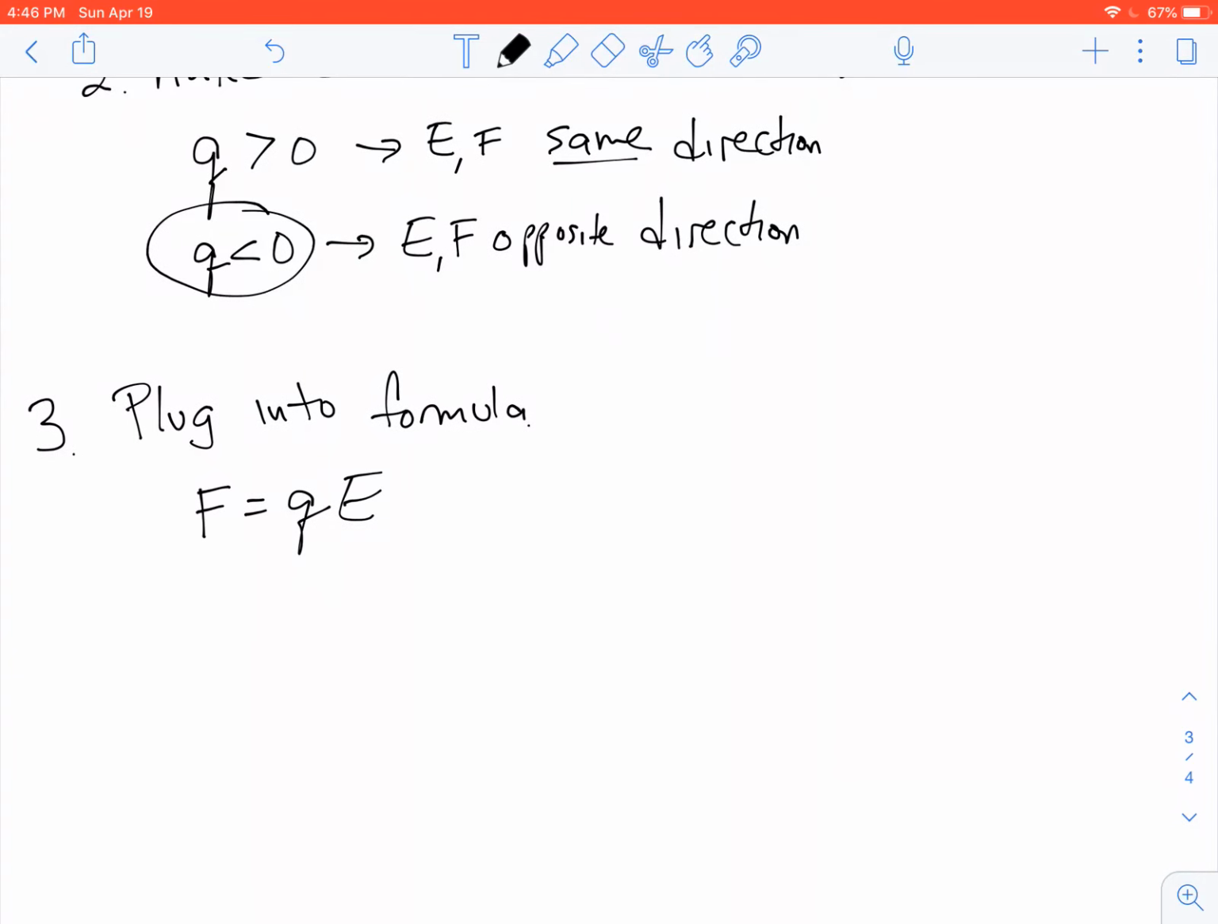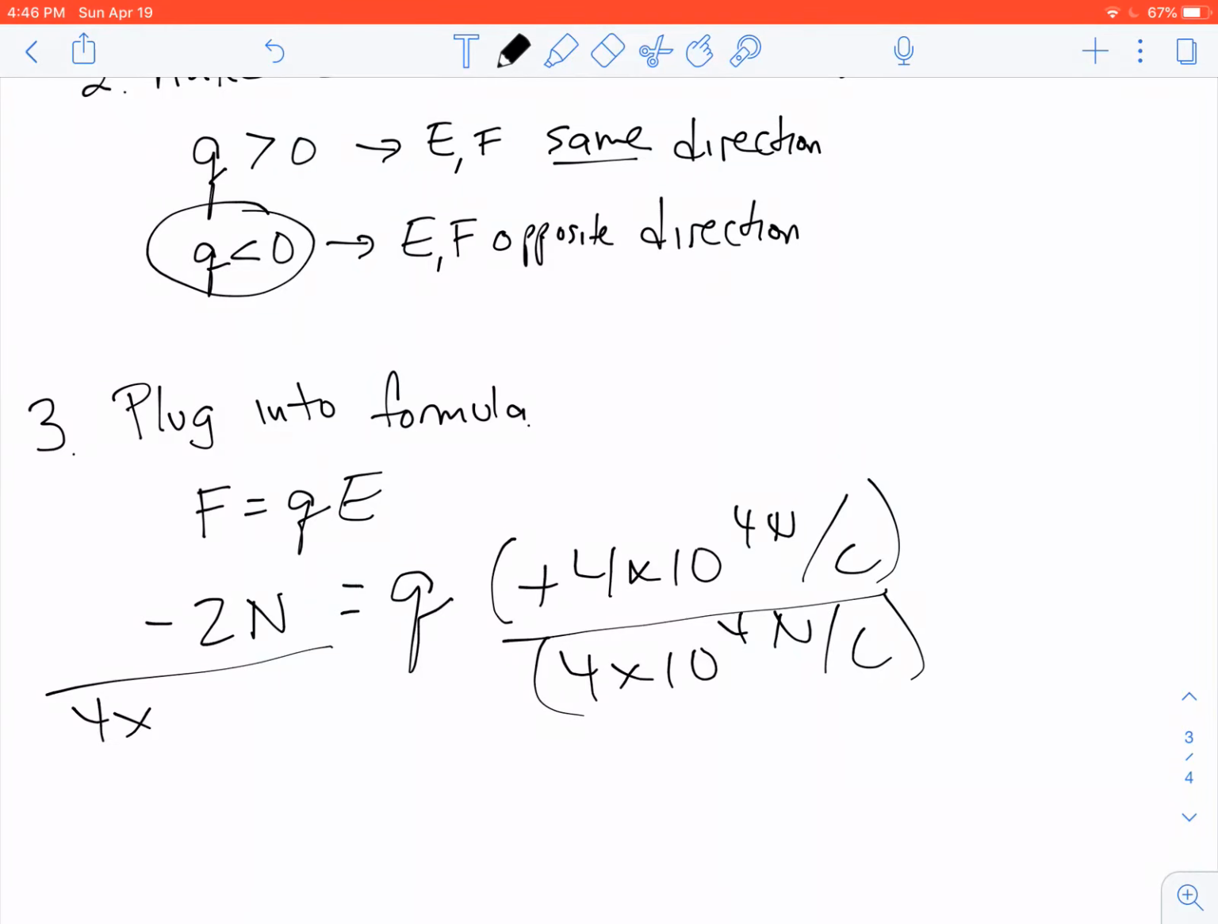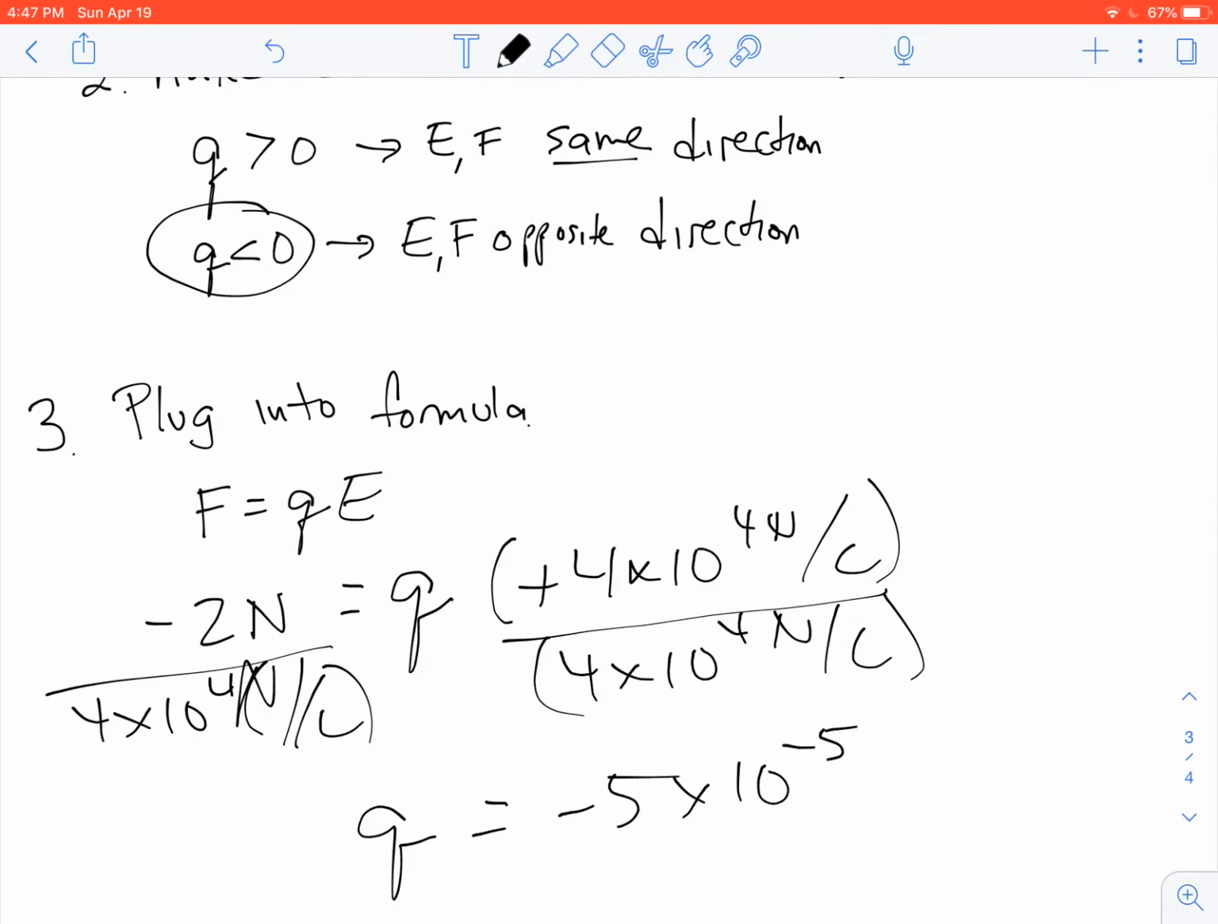Now we plug that into the formula, and so we have minus 2 newtons equals Q times plus 4 times 10 to the 4th newtons per coulomb. I plug the force into the F and the electric field into the E. And I divide both sides by 4 times 10 to the 4th newtons per coulomb. And we get a charge of minus 5 times 10 to the minus 5 coulombs.